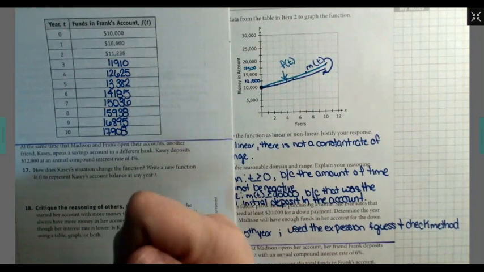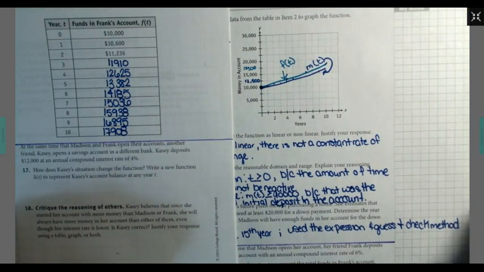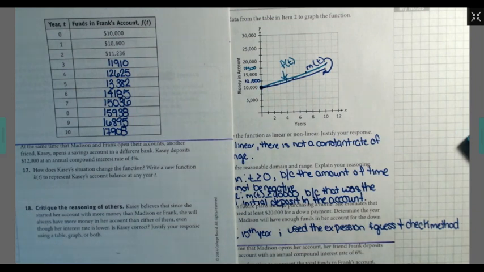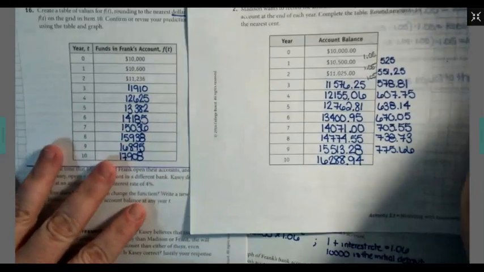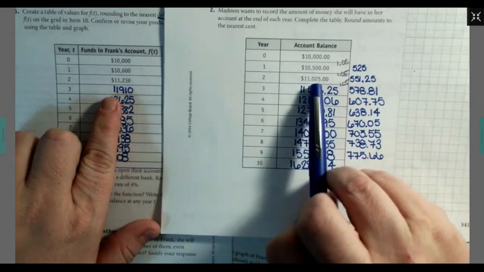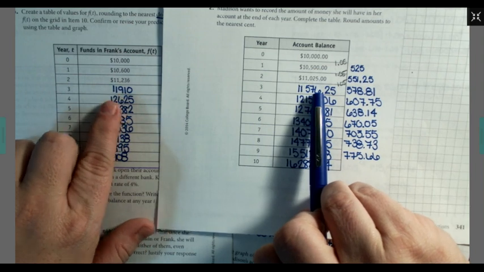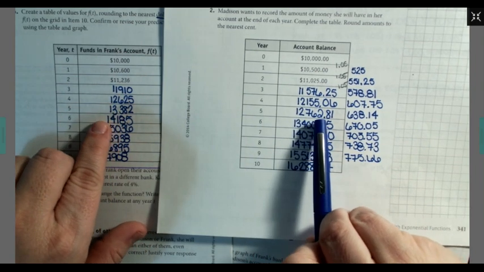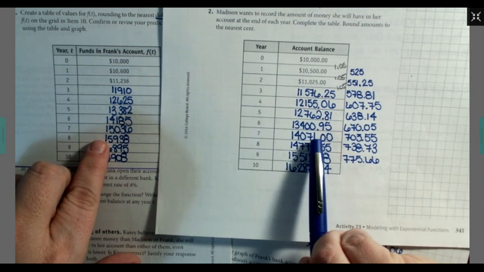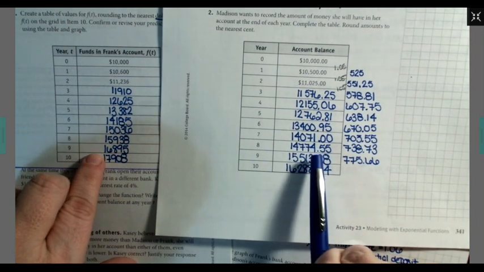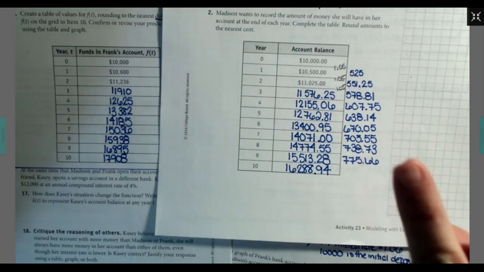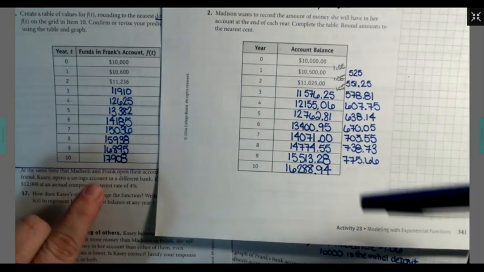So as I initially predicted, I thought that he was going to increase, but his increase was going to be a little bit faster than hers. Let's take a look at the initial values. Notice these numbers. Year 3, she only had 11,500 where he had 11,900. It's not much of a difference, but slight differences.